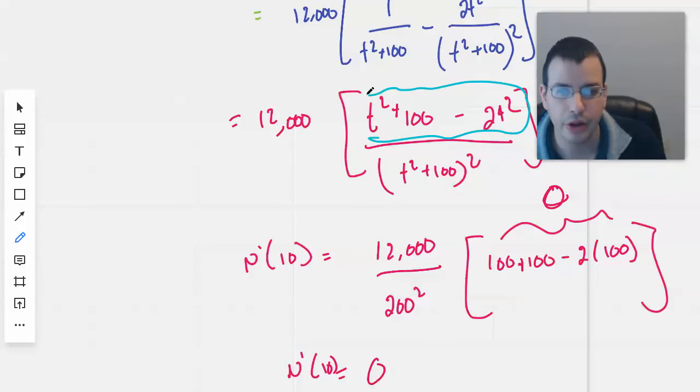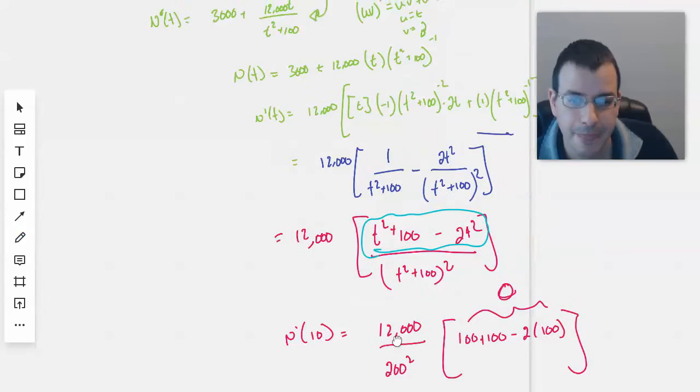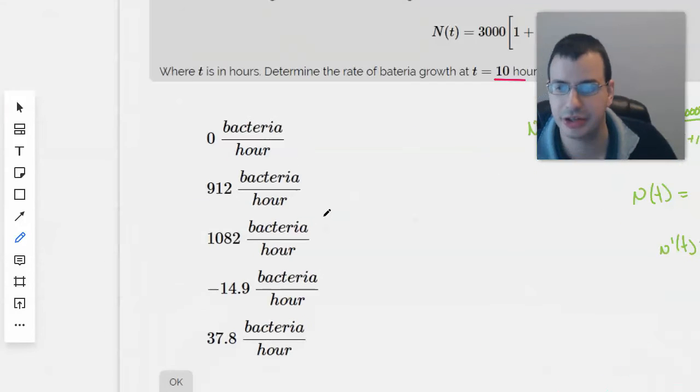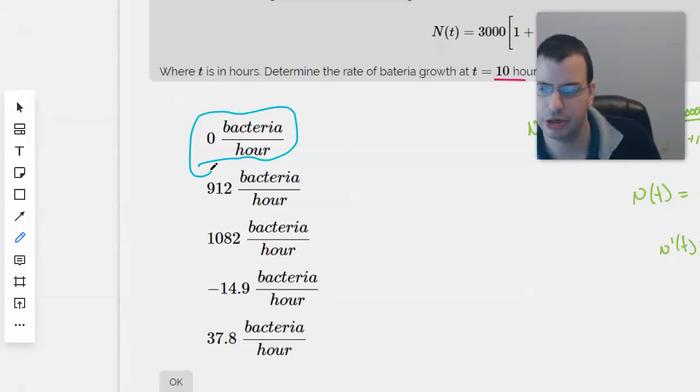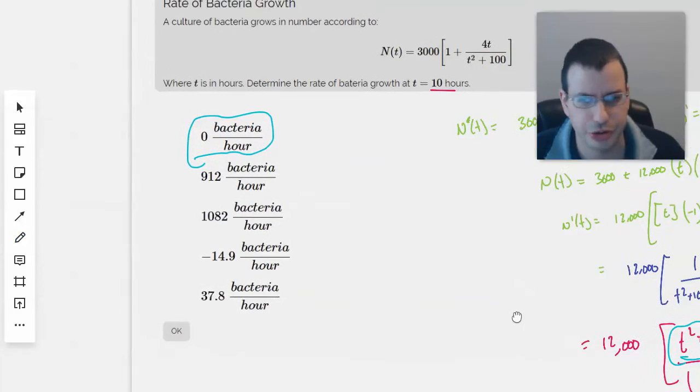Whoop. That came on quite suddenly. Well, that escalated quickly. Okay, so what happens here then, let's see if that's a possibility. Yes, 0 bacteria per hour. Maybe 0 bacterium per hour. No, I think 0 is plural, so it's bacteria.